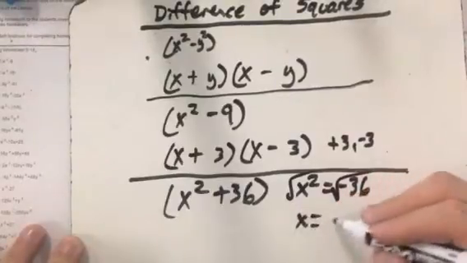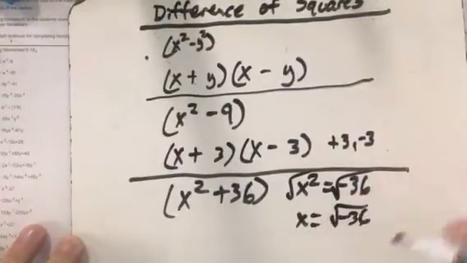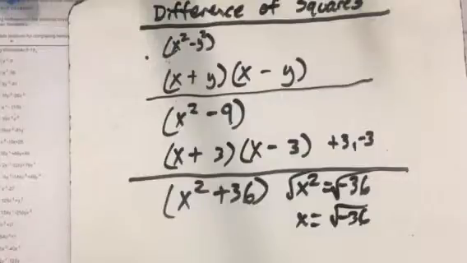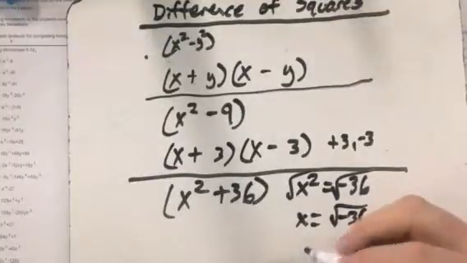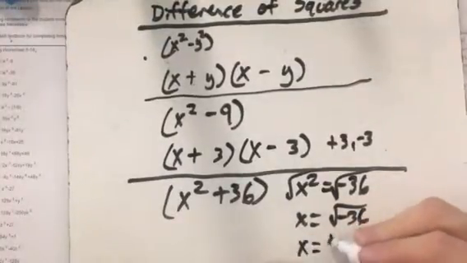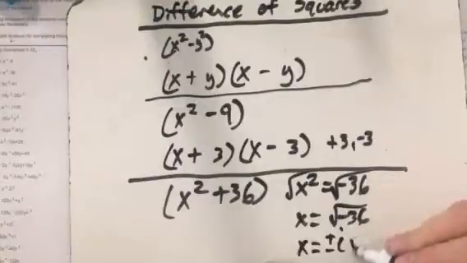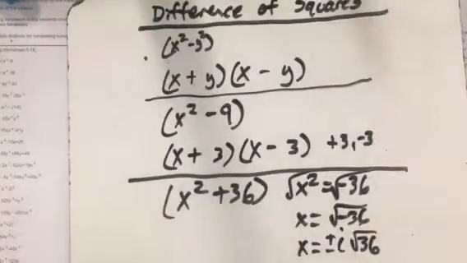Uh-oh. Please give me the correct answer. What's my first step whenever I have a negative inside of the square root? So I'm going to have x is equal to plus or minus i square root of 36. What's the square root of 36, everyone? 6. So I have x is equal to plus or minus 6i.